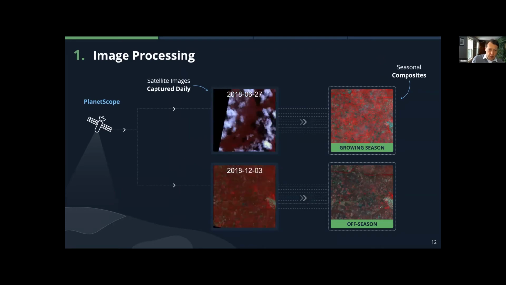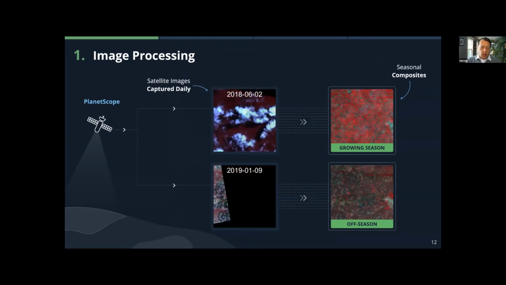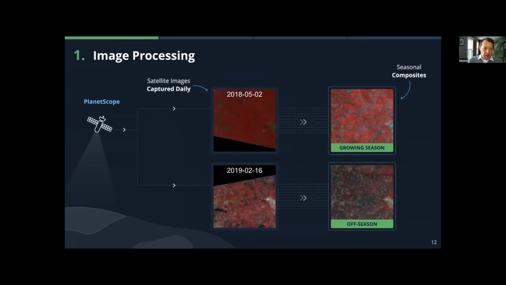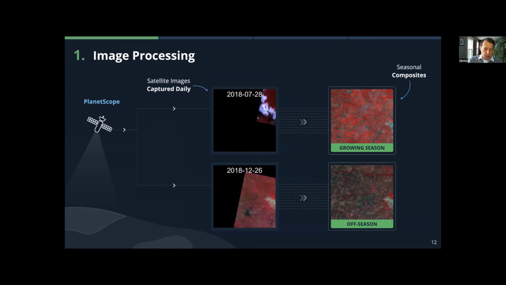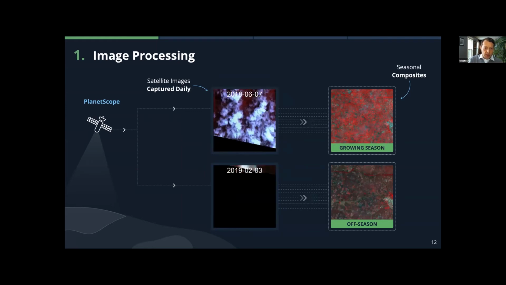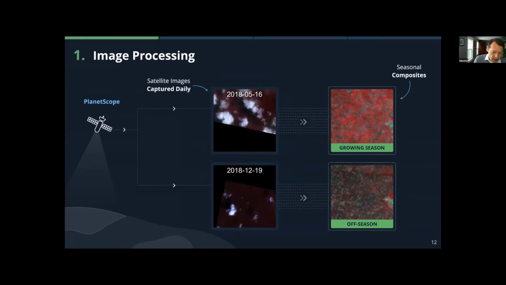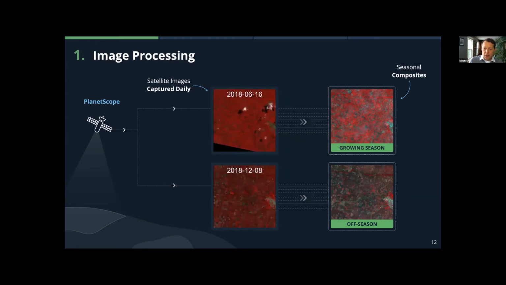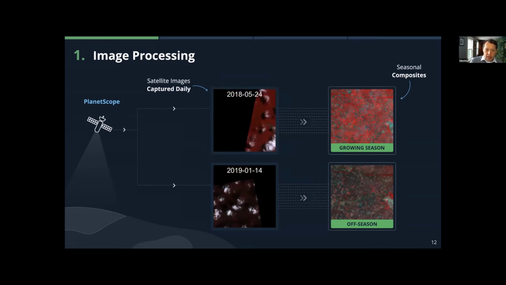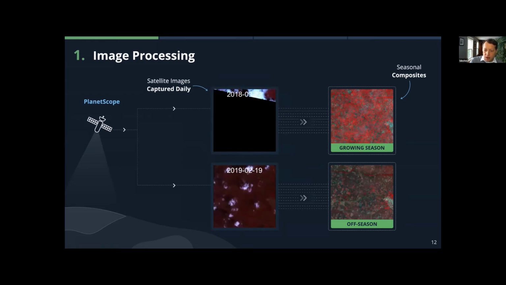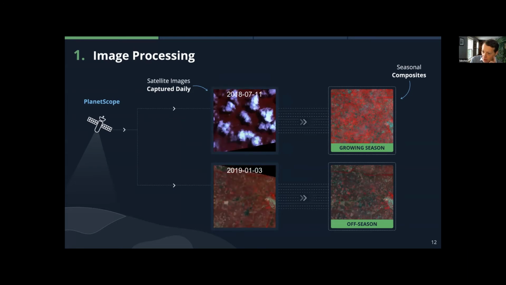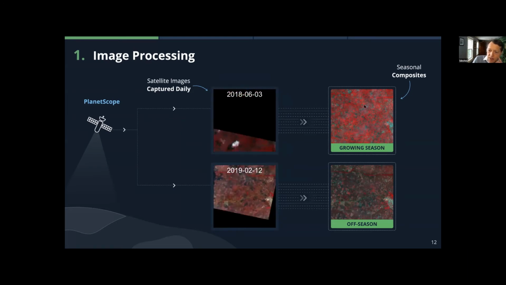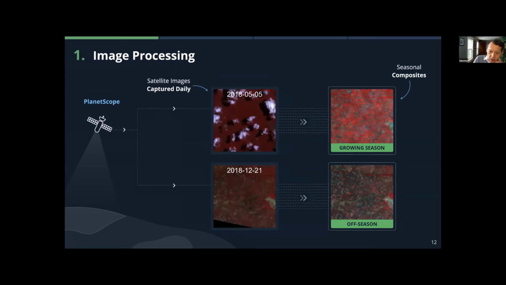So here's our image processing, which basically what we do is we take a tile of about 5 by 5 kilometers squared, and we intercept every single PlanetScope image in a 5-month period for the growing season and a 3 to 4 month period in the dry season that follows it immediately. And we convert that to analysis ready data, and then we run a temporal compositing algorithm that we developed to create the cloud-free growing season and off-growing season composites.